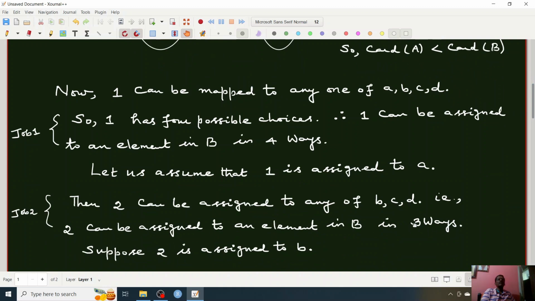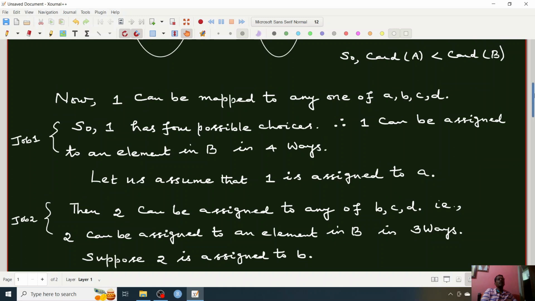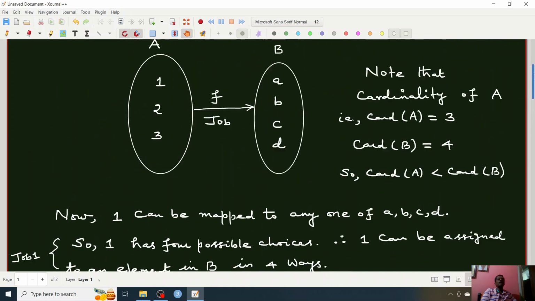So this is the second job that we are doing. The first job is assigning 1 to a, which can be done in 4 ways. Job 2 is assigning 2 to any of b, c, d, and that can be done in 3 ways. Without loss of generality, let us assume that 2 is assigned to b. What happens now? Having assigned 1 to a and 2 to b, now 3 has only 2 possibilities. Namely, 3 can be assigned either to c or to d. Now the third job is to assign 3 to either c or d. That can be done in 2 ways.